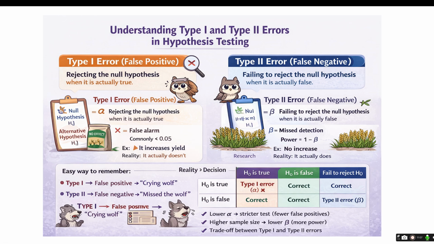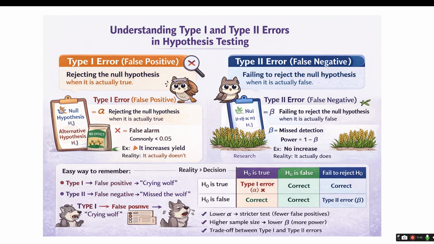Type 1 is rejecting the null hypothesis when it is actually true. So we are rejecting the null hypothesis when it's actually true, and we are accepting the alternative hypothesis. In type 2 error, we fail to reject the null hypothesis when it is actually false, that is, when the alternative hypothesis is true. So these are false positives and false negatives.